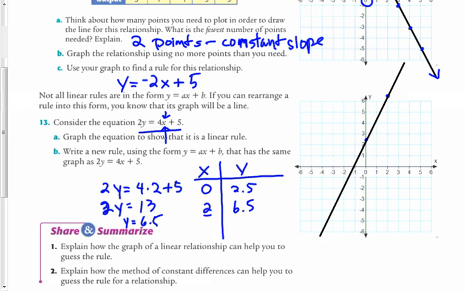Now we're going to write a new rule using what we just learned from the last time for this problem. And our new rule is we need to know the slope, right? And our slope, if we have 2 points, we can get our slope just by subtracting the y-coordinates. 6.5 minus 2.5 is 4, so it's going up 4 for every 2. And remember that the constant difference in the y value is the rise, and the constant difference in the x value is the run. So I can do 4 divided by 2, which is 2. And so that's my 2x.